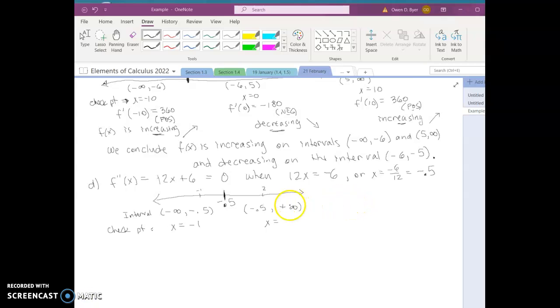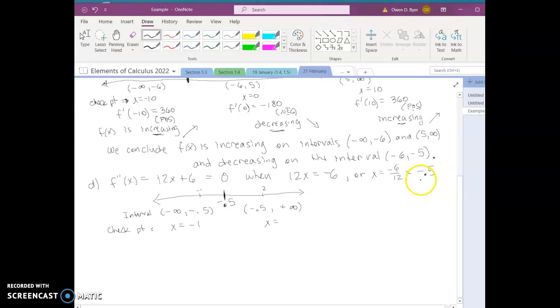In part D, we determine where the second derivative is 0. This is going to lead to our possible inflection points. I guess one inflection point in this example. So the second derivative is 12x plus 6. We set that equal to 0, and that's going to be 0 when 12x equals negative 6, or x is negative 0.5.